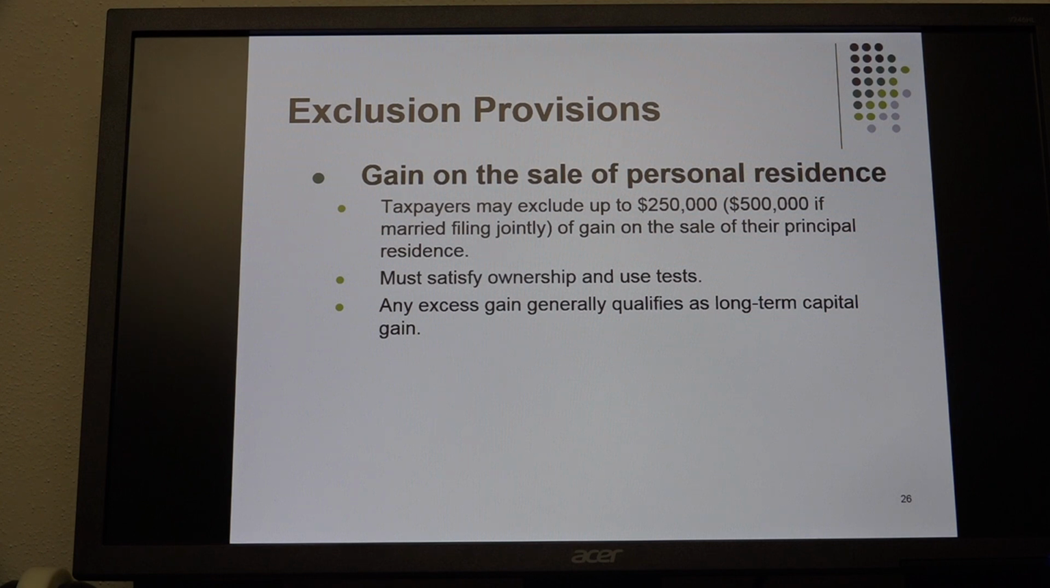Gain on the sale of a personal residence. Taxpayers may exclude up to $250,000, and if you're married filing jointly, up to $500,000 of gain on the sale of their principal residence. They must satisfy these things called the ownership and use tests. If they have a gain that exceeds either the $250,000 gain or $500,000 gain for MFJ, that excess gain is a long-term capital gain and taxed as such.